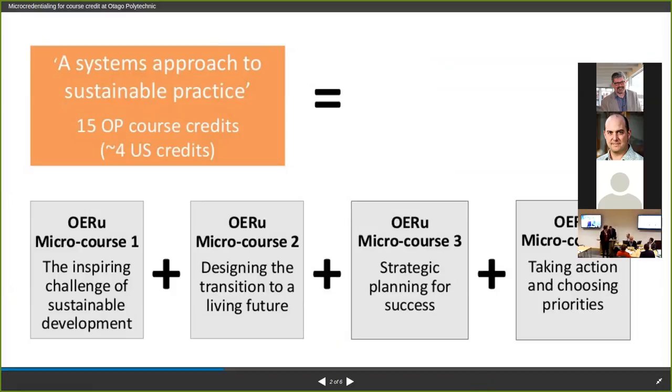And we broke it into 4 micro courses, each worth 4 credits. And the total adds up to equal the other course.